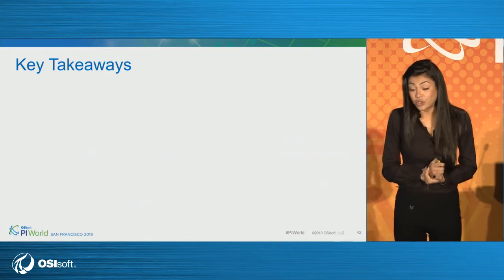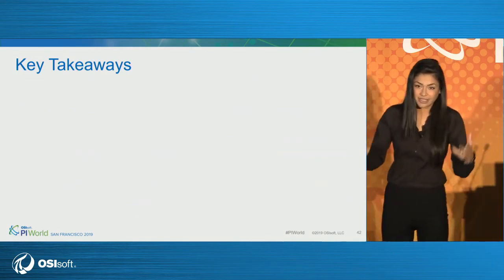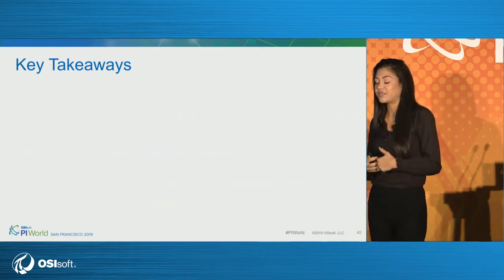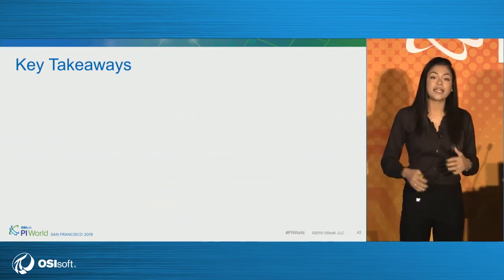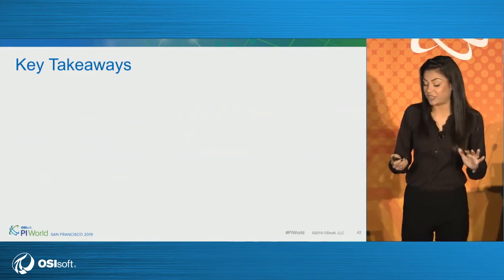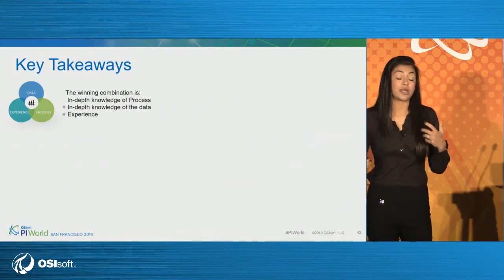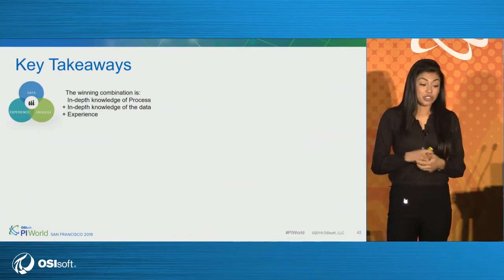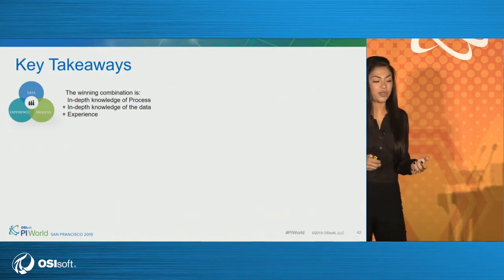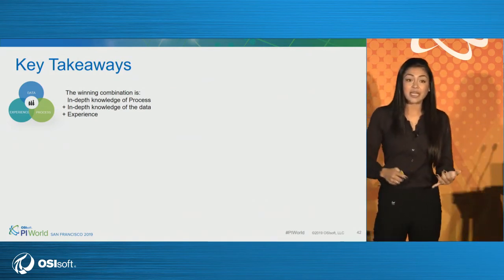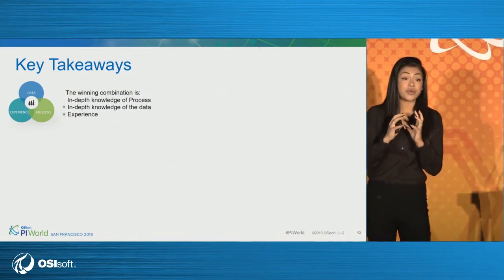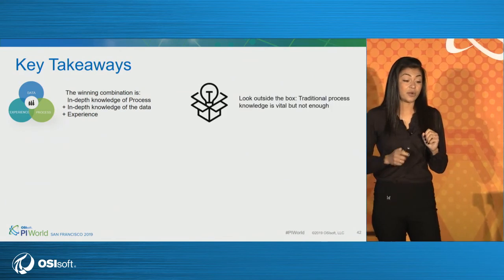I've been doing a lot of reading about what customers in your industry are doing around machine learning, artificial intelligence, and data science projects, and it seems to be a constant. There are 6 key takeaways that seem to be a winning combination or necessary ingredient for these projects. The first one is the winning combination of in-depth knowledge of the process, in-depth knowledge of the data, and experience. Having these 3, this is really where the money is going to be.